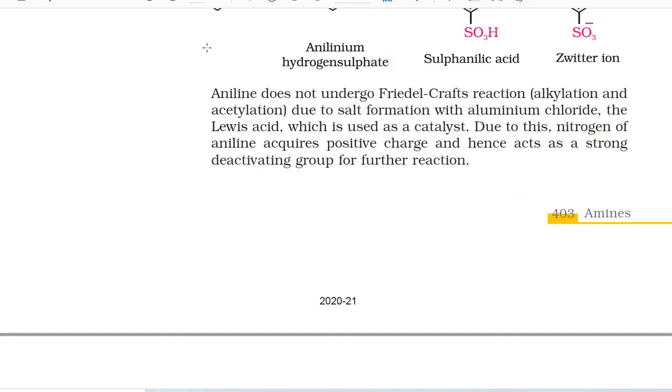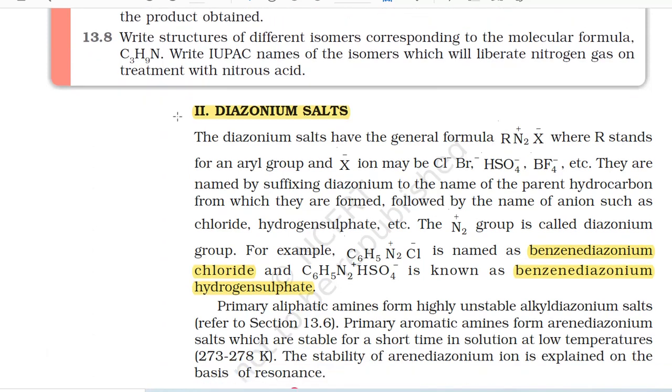Aniline does not undergo Friedel-Crafts reaction, alkylation and acetylation, due to salt formation with aluminium chloride, the Lewis acid, which is used as a catalyst. Due to this, nitrogen of aniline acquires positive charge and hence acts as a strong deactivating group for further reaction.